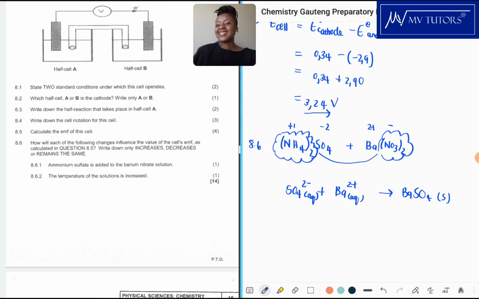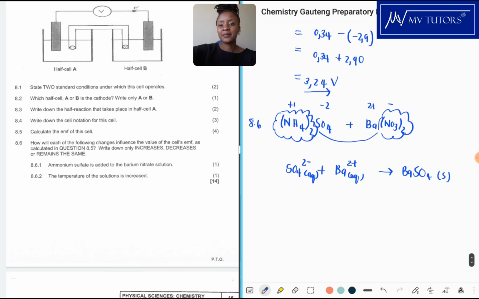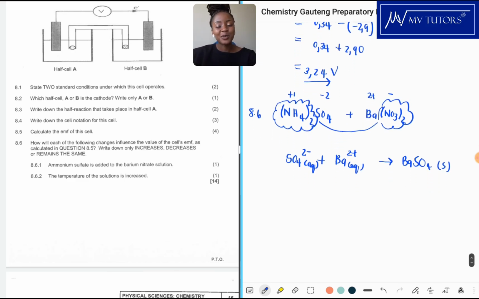So how will that change the EMF? I don't know, guys. Maybe it might remain the same. I honestly do not know. So all the chemists out there, those who've discussed with their teachers, please come to the comment section, and it's only 1 mark. That's the boring thing. So please do help a sister out. I'm not sure what would happen in that scenario.